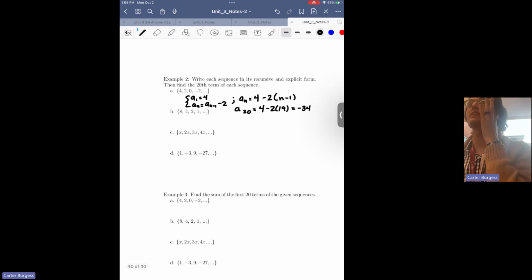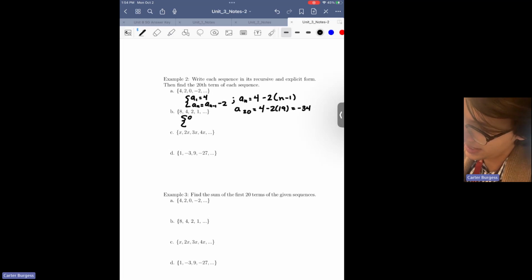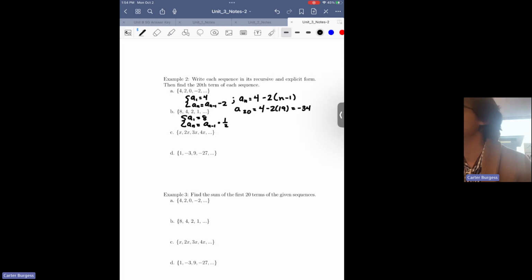All right. So let's take a look here at 2a. For our recursive form, 2 lines. First line is always where do we start? Second line is always how we move. So where do I start for 2b? Starting at 8, so a sub 1 is equal to 8. And then how do I move from one term to the next? Multiplying by 1/2. You could do dividing by 2, but I think letting the r value be 1/2 makes things a little bit cleaner.